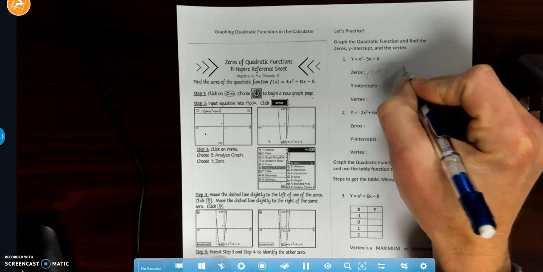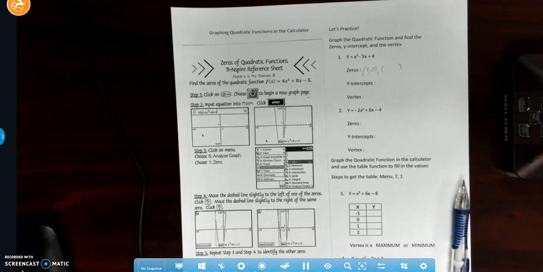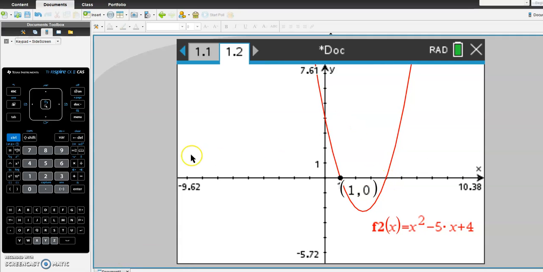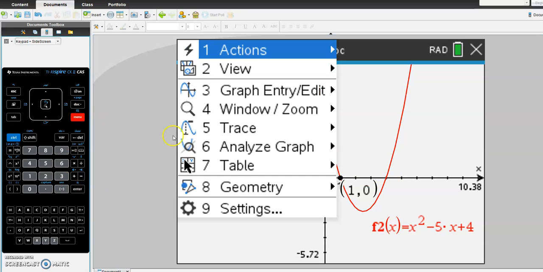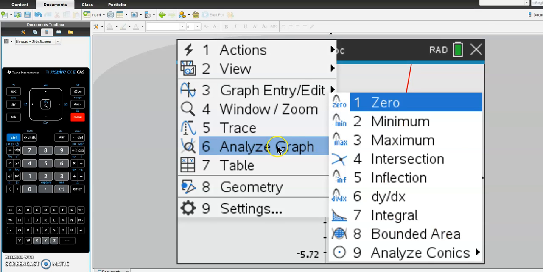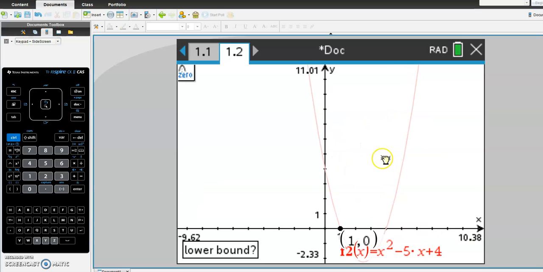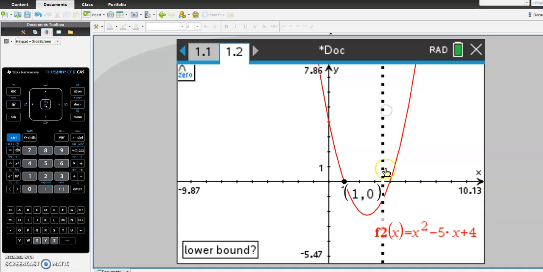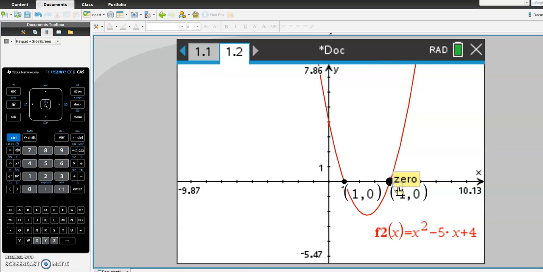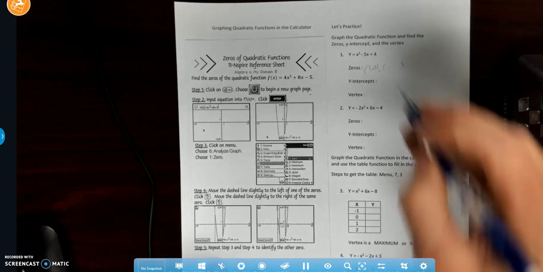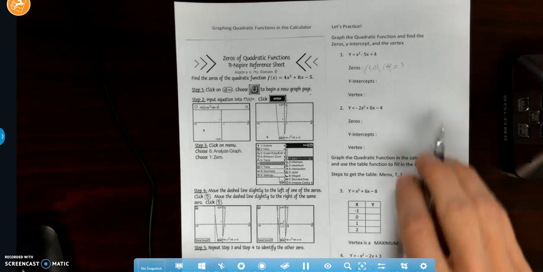Now we're going to find the other X-intercept. Because again, there is another one right here. So same thing. We're going to go to Menu, Analyze Graph, and find another zero. Again, be on the left side of the graph for the lower bound, then be on the right side of the zero. Press Enter. And then your other zero is at 4, 0. All right. Let's go on.